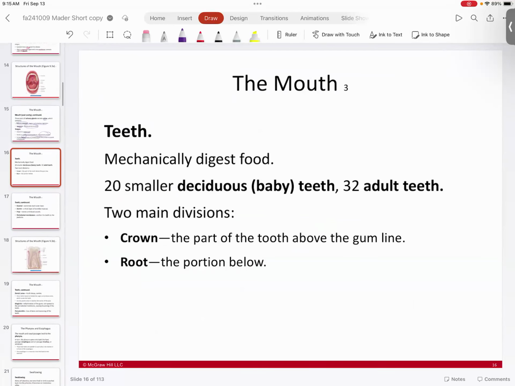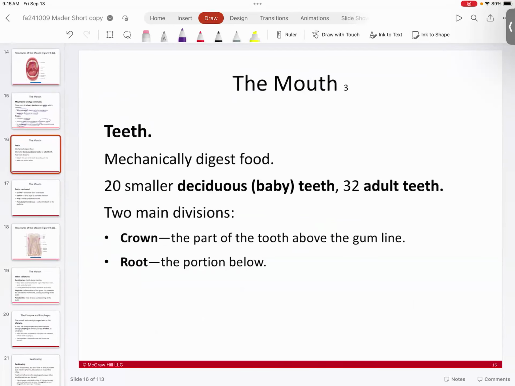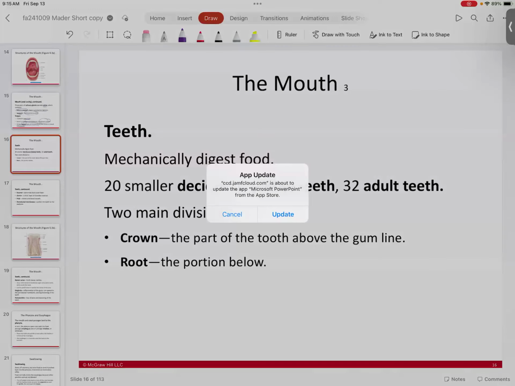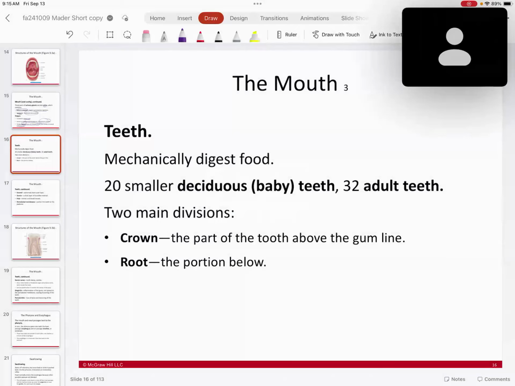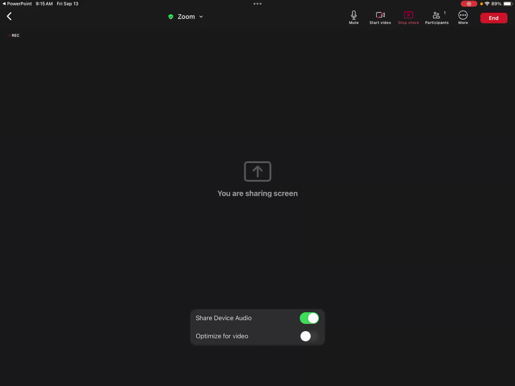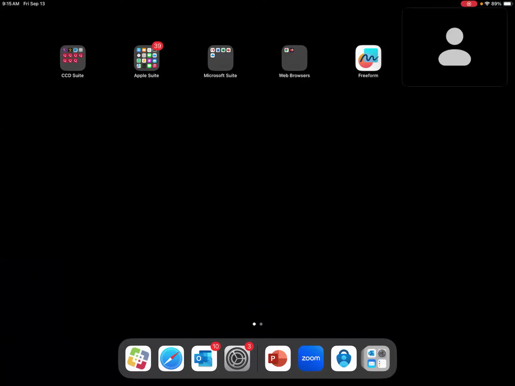Now, your teeth are part of your mechanical digestion. You typically will have a series of teeth throughout your life. First, your deciduous teeth, or your baby teeth. You have 20 of those. Those will come out to ultimately yield your 32 adult teeth, which are permanent, and they're basically going to be with you for the rest of your life.